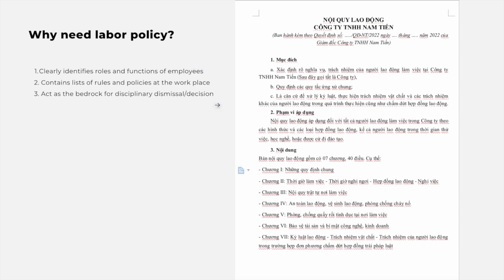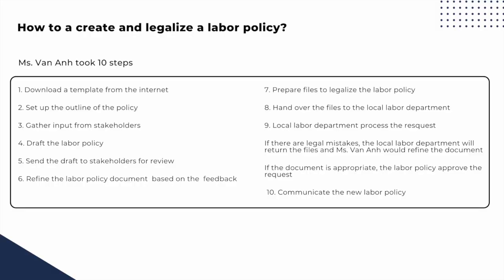Number 1, it is used to clearly identify the roles and responsibilities of people working at your company. 2, it contains the internal rules, policies, and norms that employees must follow when working. 3, it is the basis for performing disciplinary actions and, in some cases, firing employees. Let me tell you a story about how she finished and legalized this labor policy.